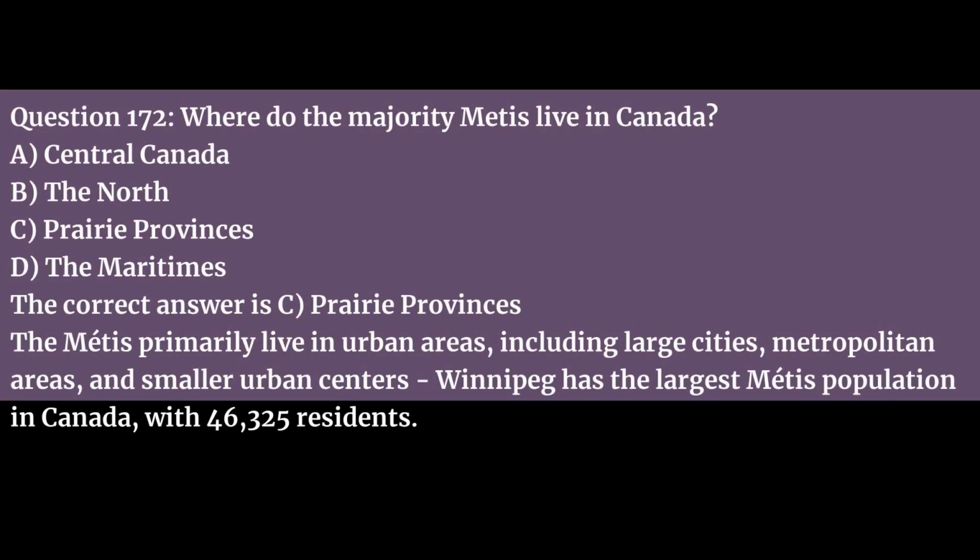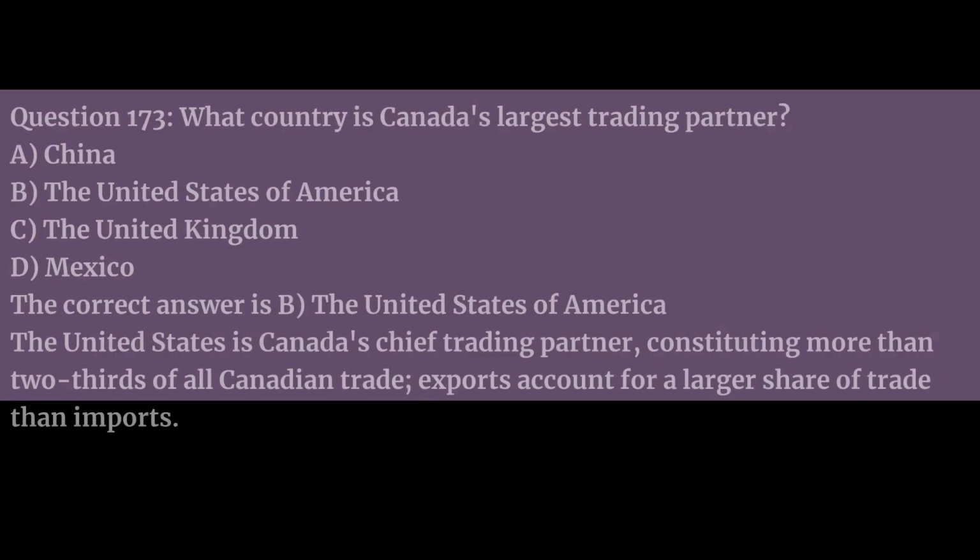Question 172. Where do the majority of Métis live in Canada? A. Central Canada. B. The North. C. The Prairie Provinces. D. The Maritimes. The correct answer is C. Prairie Provinces. The Métis primarily live in urban areas, including large cities, metropolitan areas, and smaller urban centers. Winnipeg has the largest Métis population in Canada, with 46,325 residents.